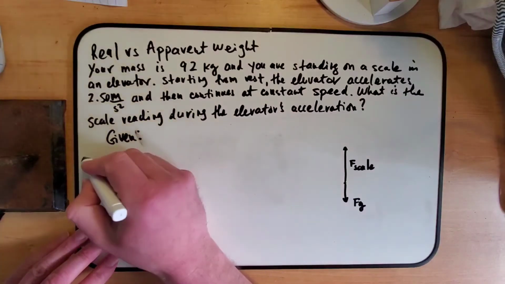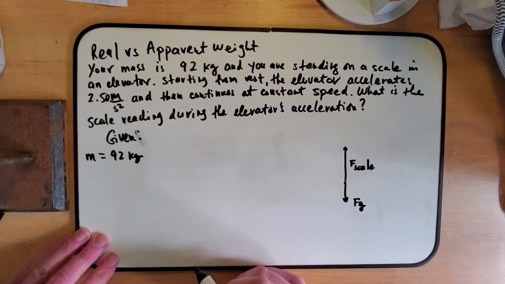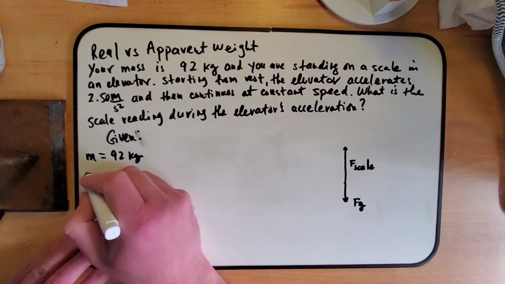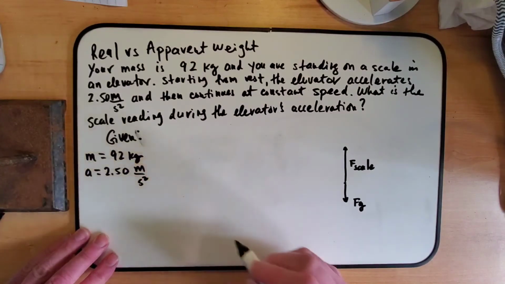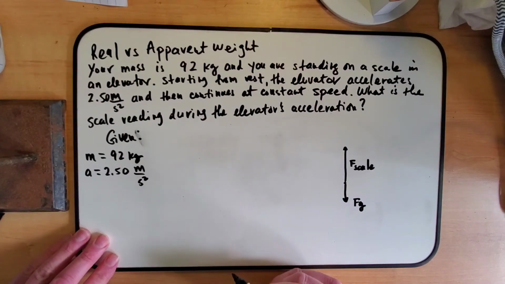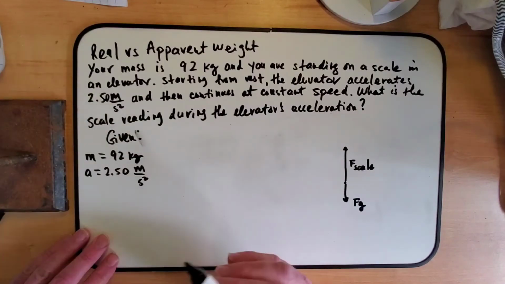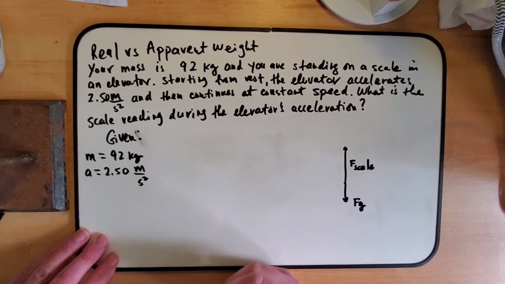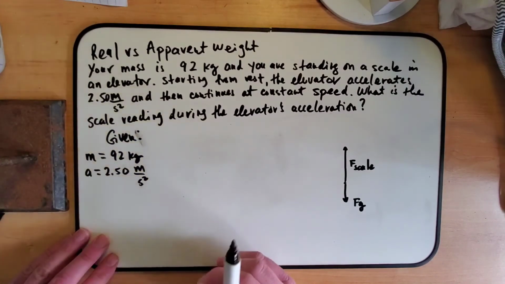We are given a mass of 92 kilograms. Okay, and what else is given? Well, I can see here the acceleration is 2.50 meters per second squared. That's also given. And I've been told that it accelerates at this particular acceleration, which is constant here. So I already captured that. And that's pretty much all that I need in here. And so the question is, what is the scale reading during the elevator's acceleration?